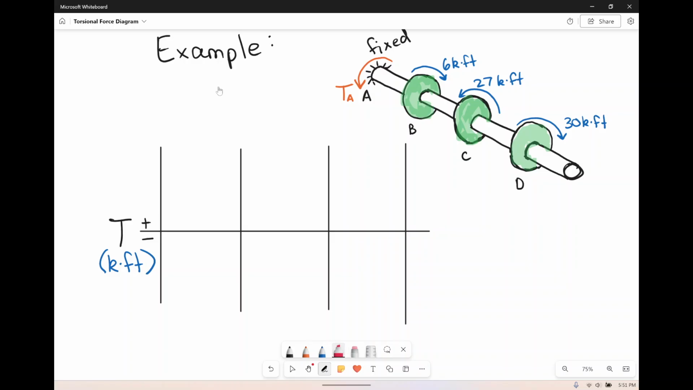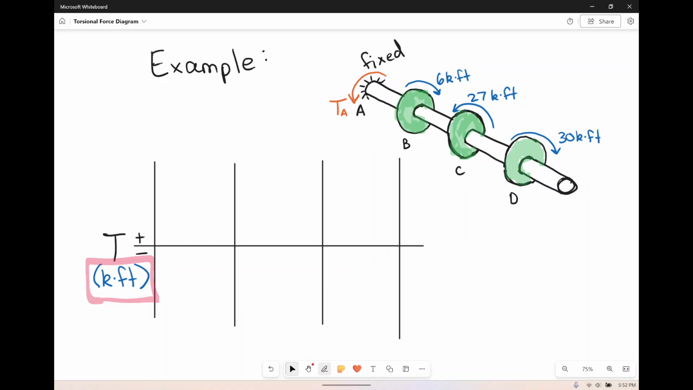Don't forget that when you are doing your torsional force diagram, you're going to label it T for torsion. Maybe you want to go a little bit fancier than that and write out the whole word. Definitely label your positive and your negative. And even more so, label your units. In this video, our units are going to be in kip feet. Yes, K dot FT stands for kip times feet. Some people write out kip entirely. Not me, I'm a little bit too lazy for that. I should, but I don't.